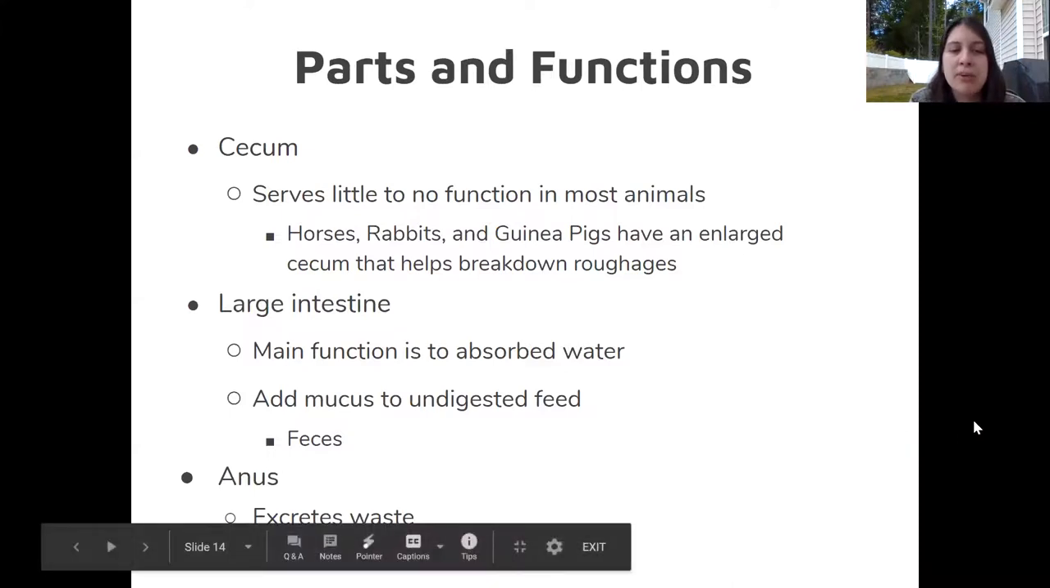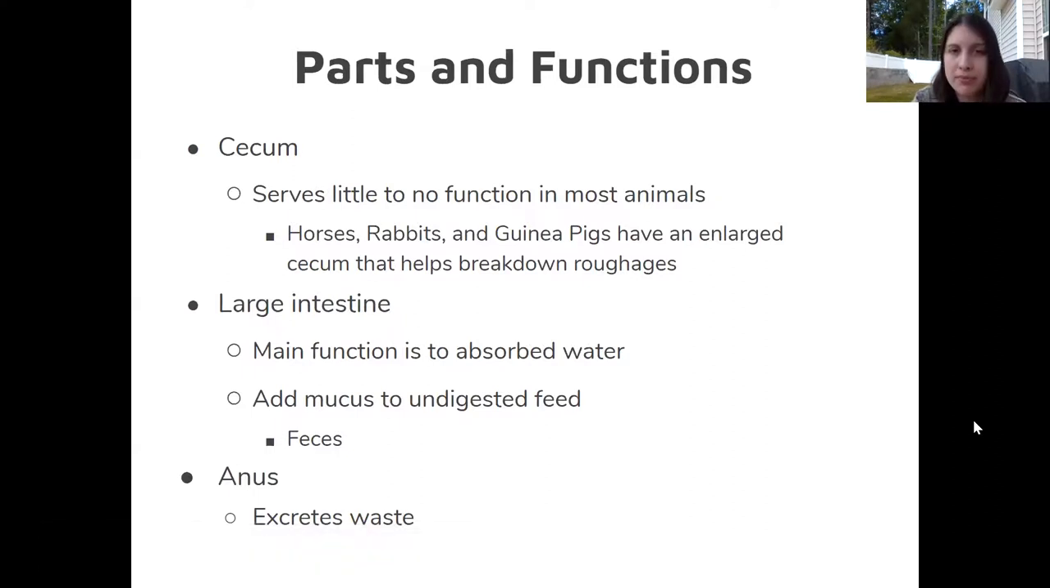And then the anus's job is to just excrete the waste. Excrete whatever's left, whatever didn't get absorbed.